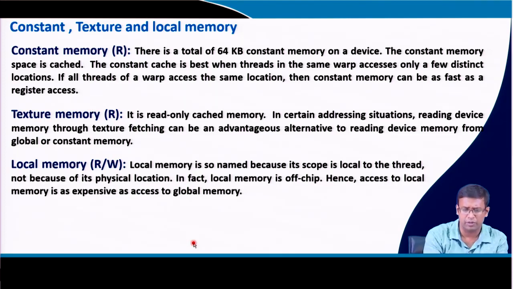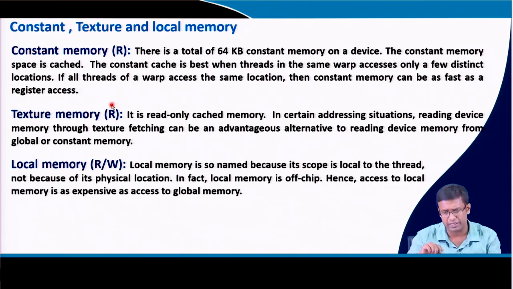Texture is a read-only memory; constant and texture are both read-only memory. In certain addressing situations, reading device memory through texture fetching can be advantageous compared to reading device memory through global and constant memory. There are also some filtering aspects, special mostly for graphics purposes; we will not discuss the texture memory here from a scientific computing perspective.